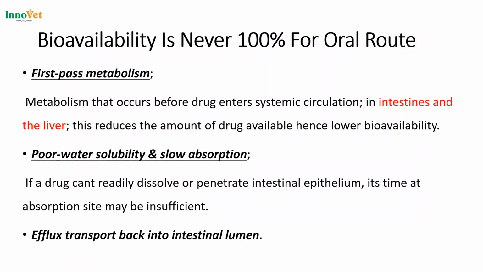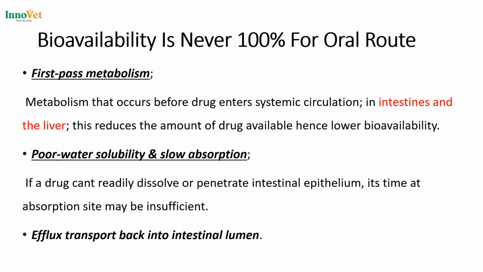Initially I have explained to you that the significance of bioavailability is that it can be used to determine the best route of administration. And we should keep in mind that bioavailability is never 100% for the oral route of administration because of some of the following reasons. One is the first pass metabolism. So this first pass metabolism is that metabolism that occurs before the drug will enter the general circulation. And this one occurs mainly in the intestines and in the liver. And this will reduce the amount of the drug that will be available, thus giving us a lower bioavailability.